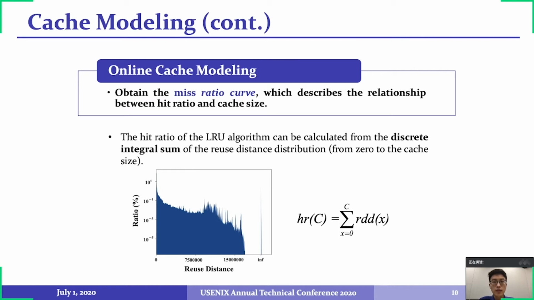The next step is cache modeling. The first step is cache modeling to get the miss ratio curve, which plots the miss ratio as a function of cache size. Existing theories have proved that the miss ratio, or equivalently the hit ratio, can be calculated from the discrete integral sum of the reuse distance distribution.